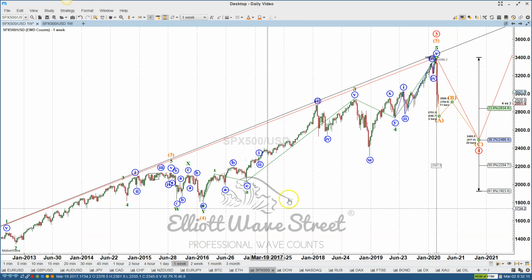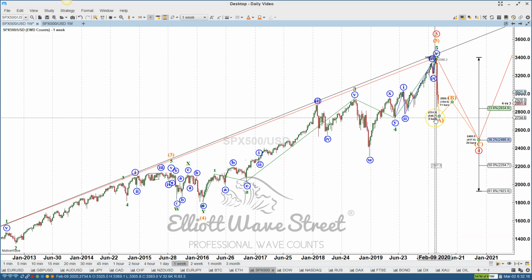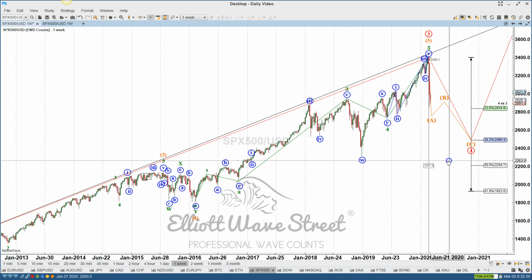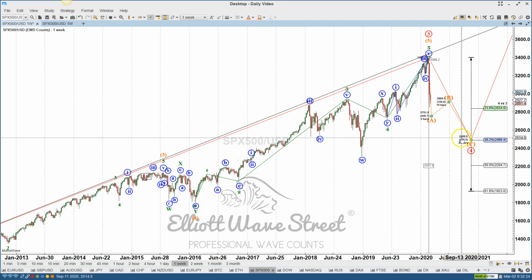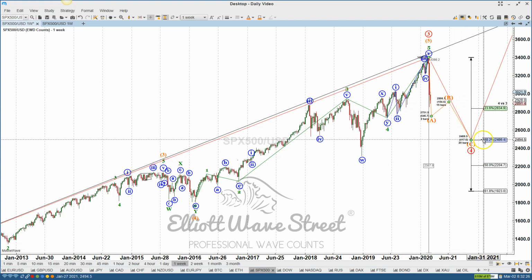But in the meantime, we have a pretty strong leg down, and if it's going to build the zigzag as expected, the target will be the 38.2%.